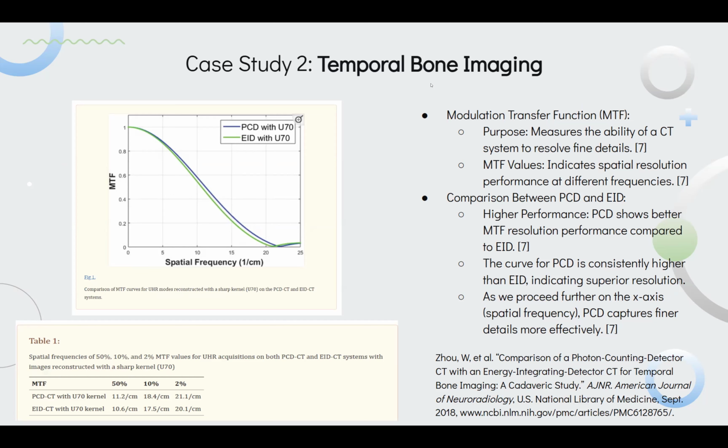And then on the bottom is a table of the spatial frequencies that was heavily focused on in the study, which was at 50%, 10%, and 2%. And it recorded the values of the spatial frequency for each technology as well.